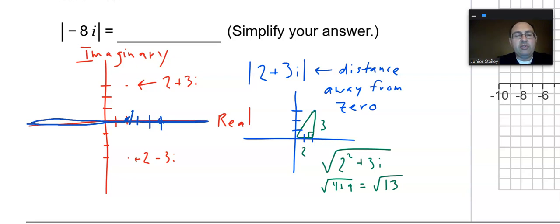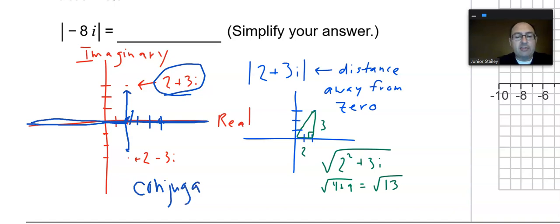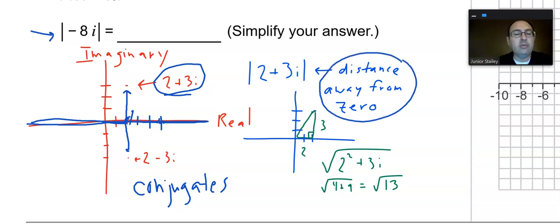Now, 2 plus 3i. That coordinate, that complex number, is 2 over and 3 up. There it is right there, 2 plus 3i. Likewise, 2 minus 3i is down here. Now, keep in mind, that's what we call conjugates. Those are not opposites, they're conjugates. Okay?